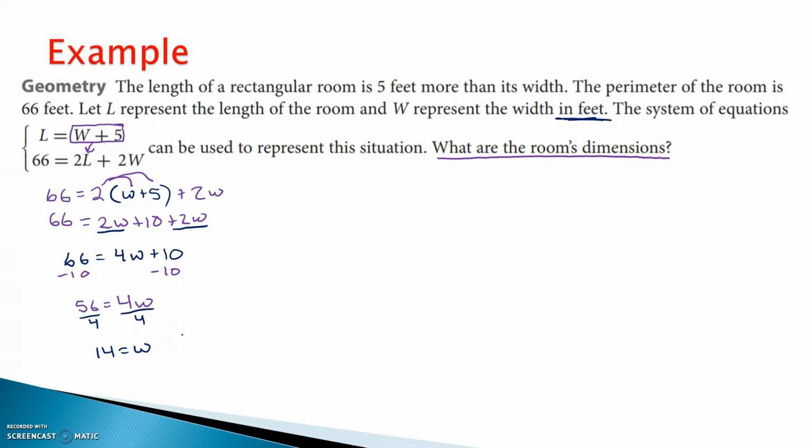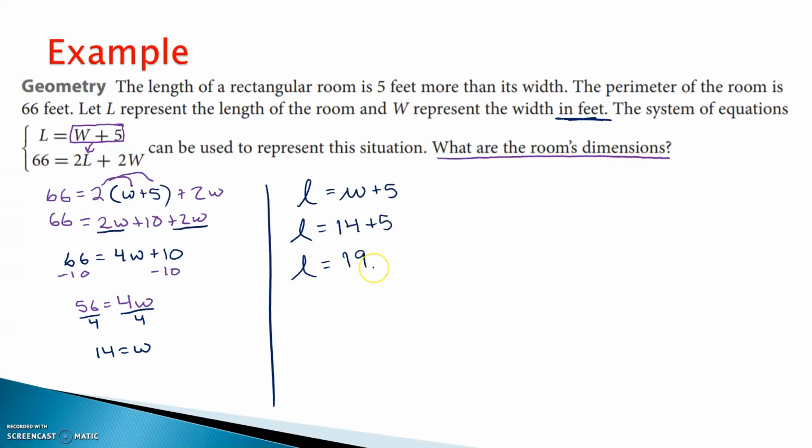How do I get the length? Let's take this and plug it back in. So if I take W and I plug it back in, I'll choose the first one here. It looks a little easier. I have length, so I'm going to use that fancy L, is equal to W plus 5. And of course, if I know the width, I know my width is 14. If I add 5 to that, well, I know my length is going to be 14 plus 5 is 19. So what are the room's dimensions? Well, the length is 19. And again, this was in feet. So 19 feet.